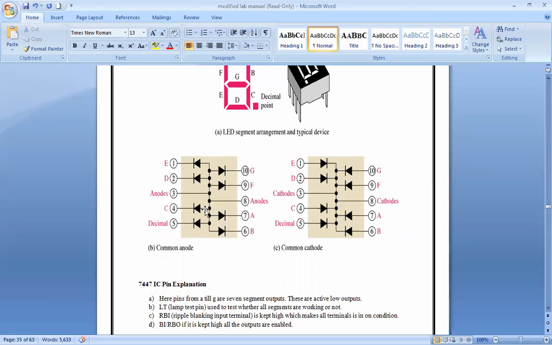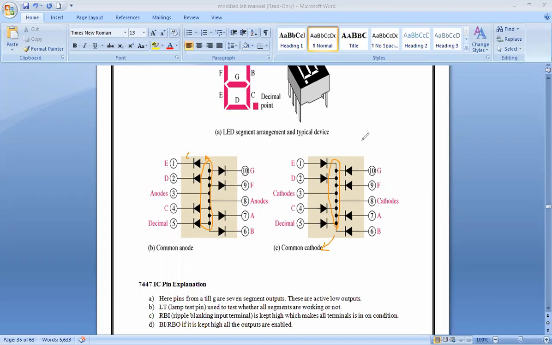So ultimately here you can see that all the anodes are connected together, right? So this becomes your anode, and this becomes your cathode. All the anodes are connected here together, so we can term it as common anode. Similarly, the reverse is also possible. We can connect all the cathodes together, and then it is called common cathode.